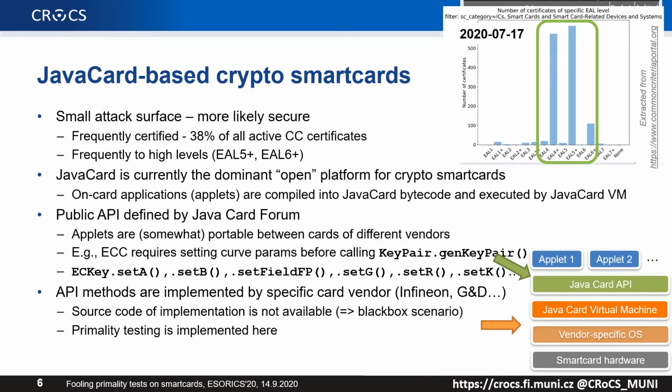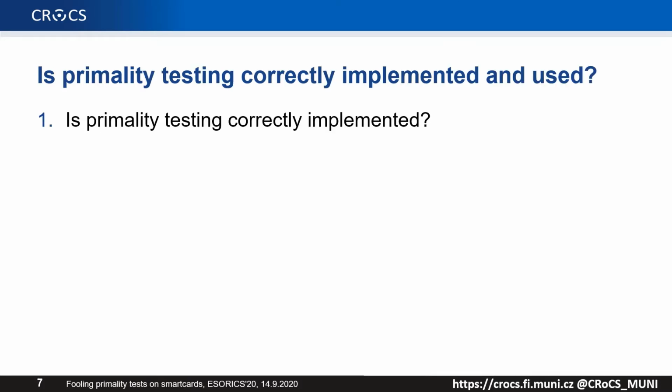The API specification is public, but the methods themselves are still implemented by a specific card vendor, and we don't have the source code for this implementation. So this is the black box scenario I'm talking about, and primality testing is implemented somewhere inside. It's hidden inside, but we don't have the source code.